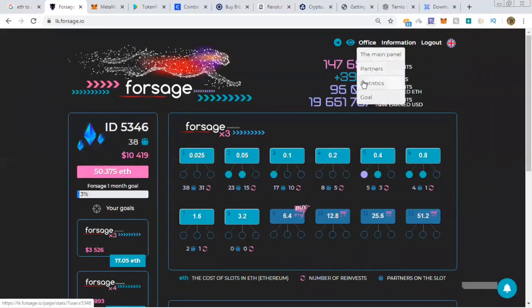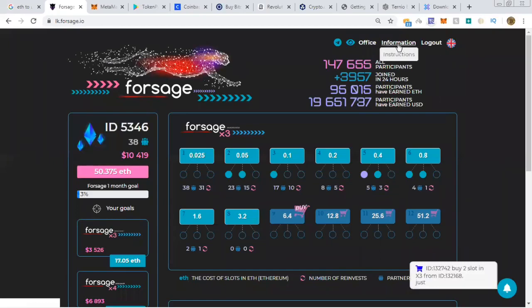The partners, statistics, and a goal that you can set for yourself right there to keep an eye on where you are with the goal that you might set for yourself. Also, the instructions are under the information. They will likely be adding other bits of information, but for right now, it only has instructions. And of course, you could log out. This is where you would need to log out, right? You can see that highlights with the line underneath to log out, which I will need to do.